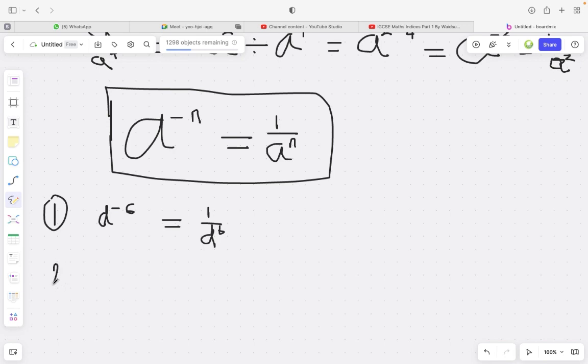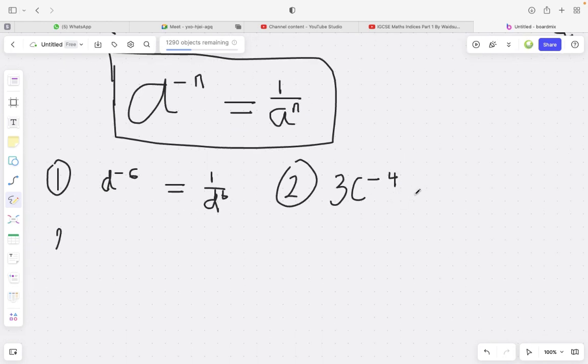For question 2, let's say we have something like this. We have 3c to the power of negative 4. If you have this to simplify, what will you do? This is simply equal to 3 multiplied by 1 over, remember c to the power of negative 4 would be what? 1 all over c raised to power 4. C to the power of negative 4 is 1 all over c to the power of 4.